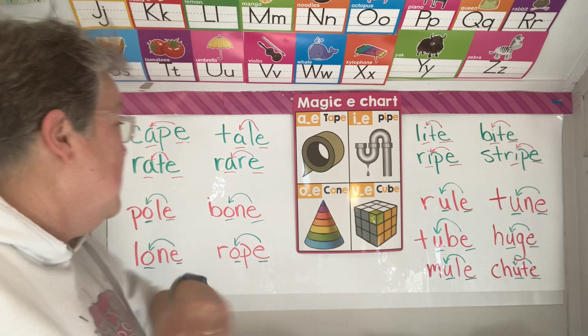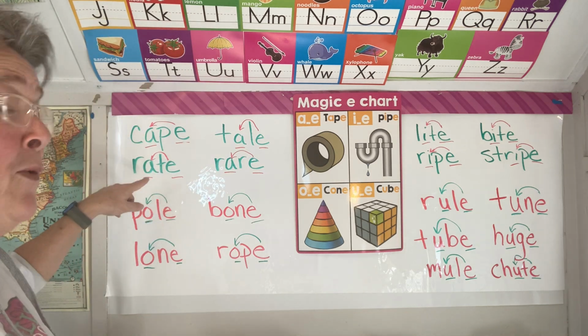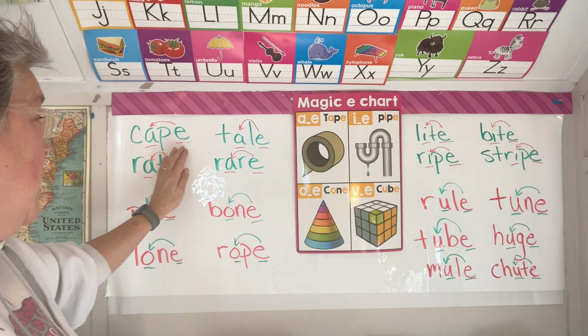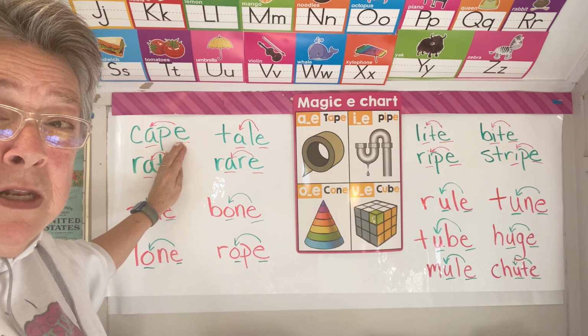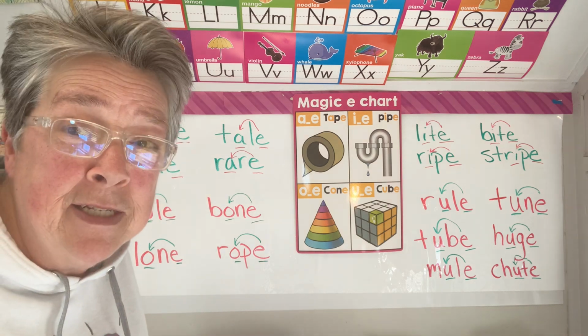Oh, okay. Then R-A-T-E, rate. If we had no E, it would just be rat. But then along comes the E, and now it's rate.